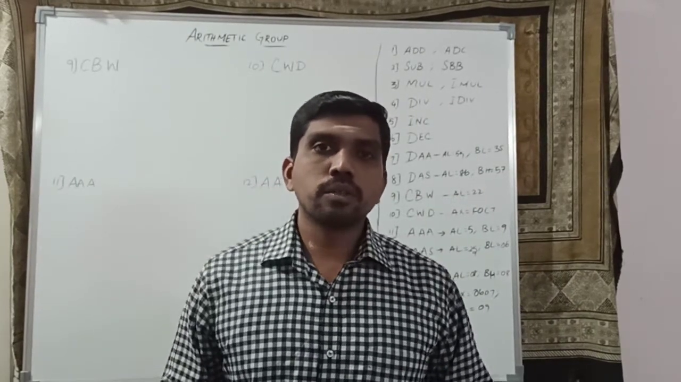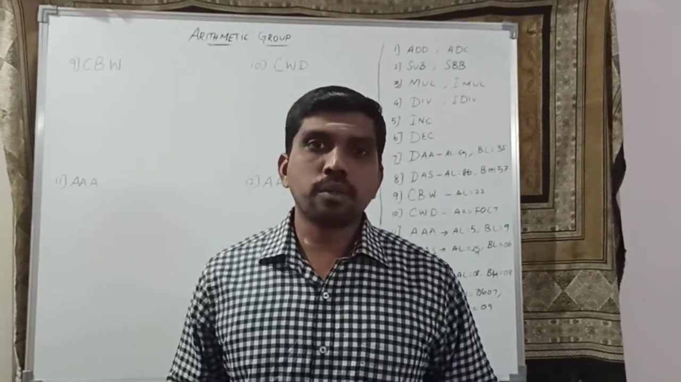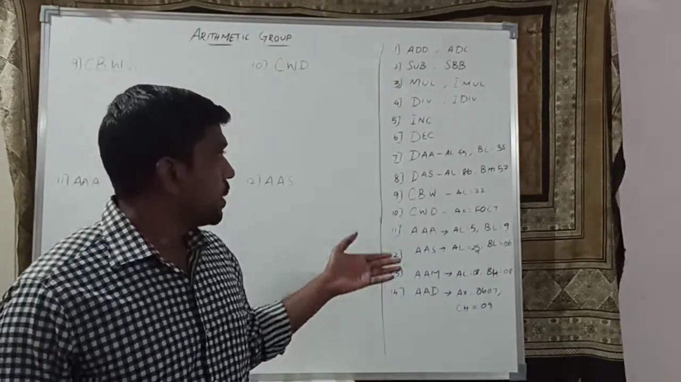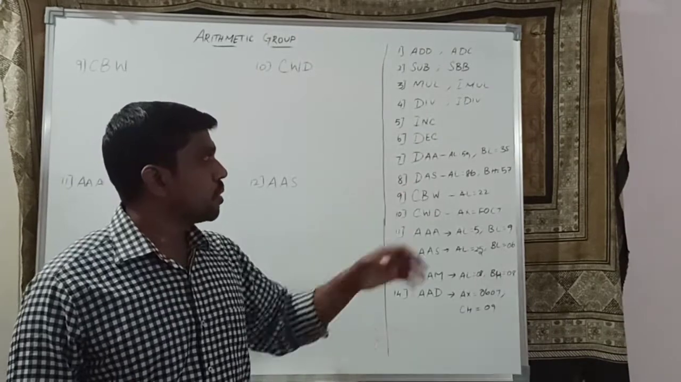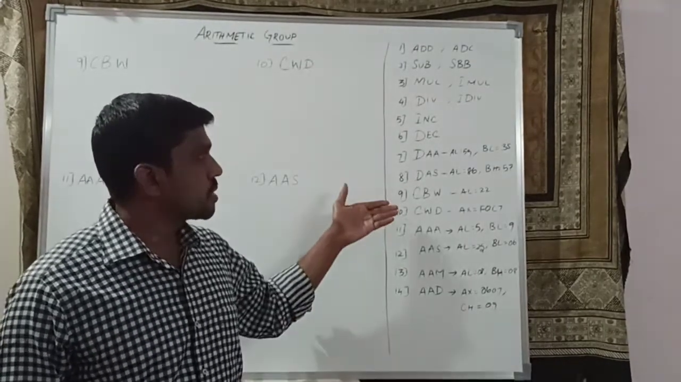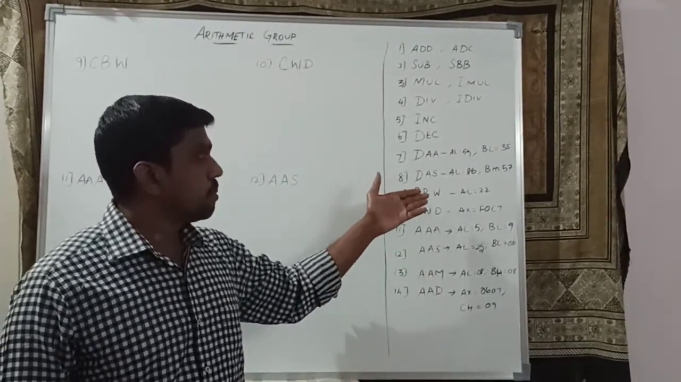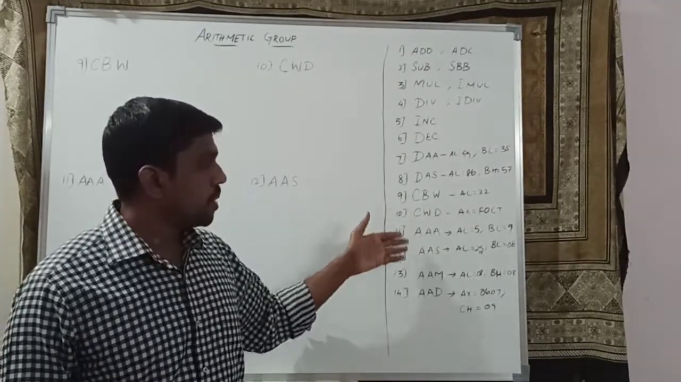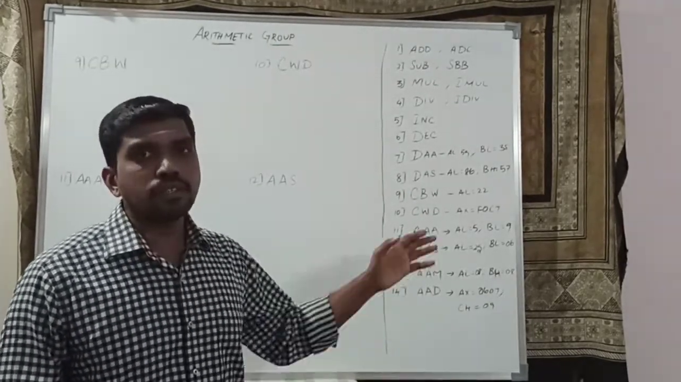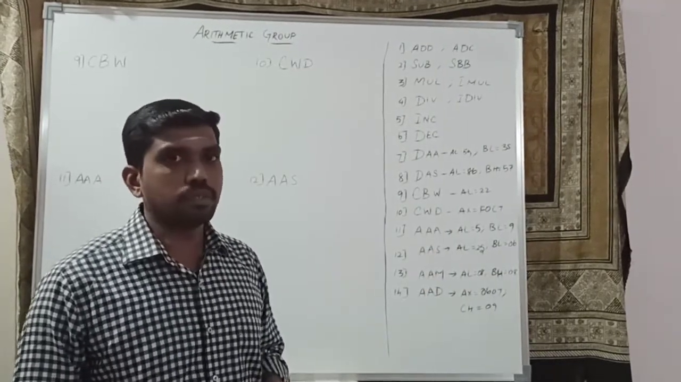Today's session we are going to discuss the continuation of arithmetic group instructions. In the last video we discussed up to DAS instruction, decimal adjust after subtraction. Now we discussed conversion of byte to word instruction and word to double word instruction, and the remaining four are the ASCII adjust, addition, subtraction, multiplication and division functions.